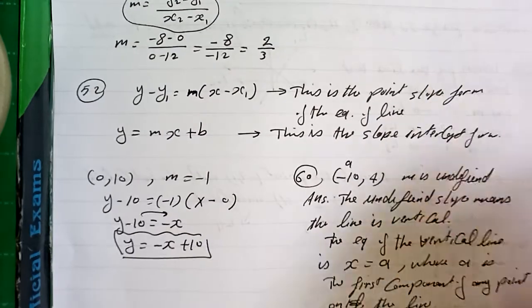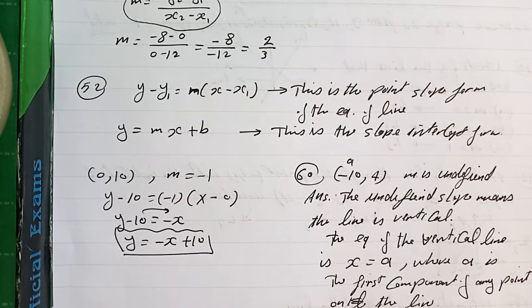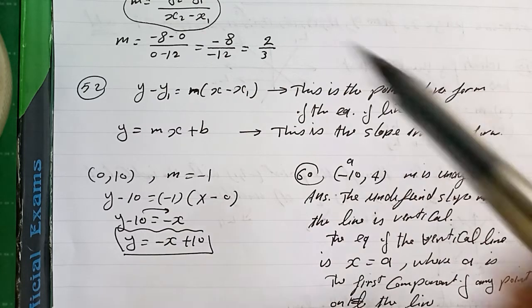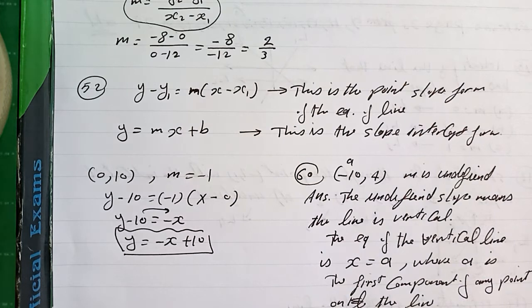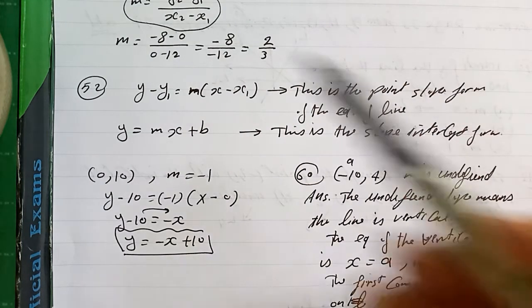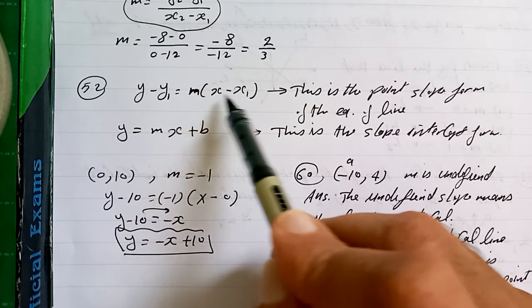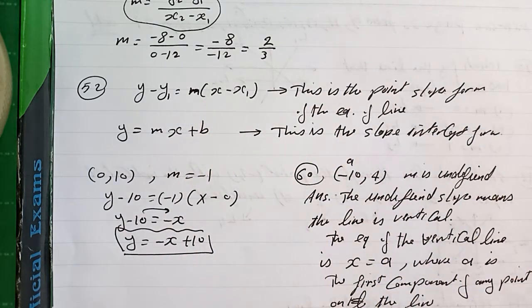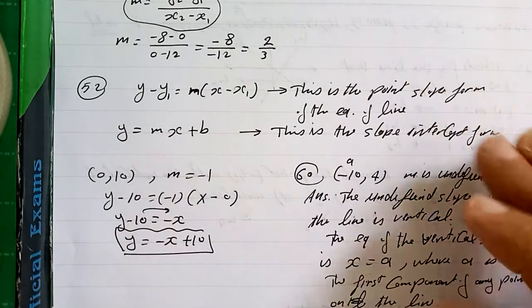Number 52: write the equation of the line that passes through a point and has a certain slope. You have two kinds of forms for the equation. This form, y minus y1 equals m times x minus x1, is called the point-slope form. We use it when you have a slope and a point. And y equals mx plus b is called the slope-intercept form, if you have the slope and the y-intercept.